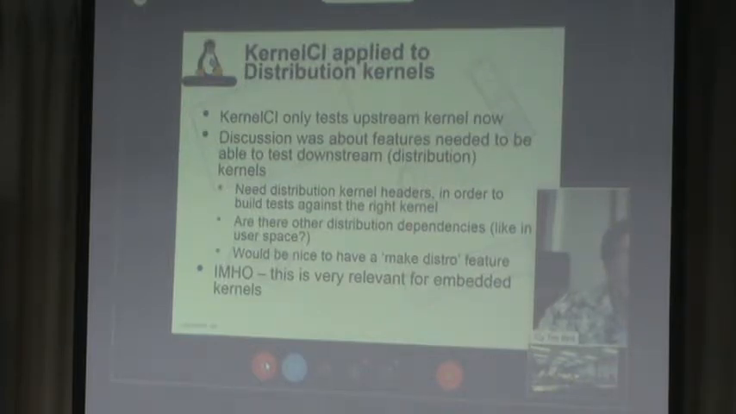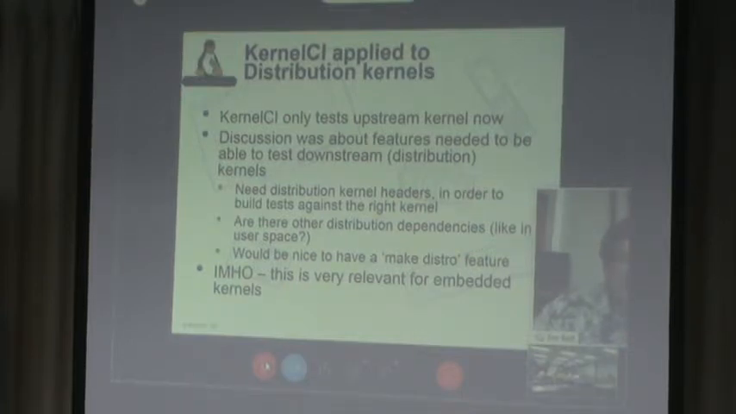Another talk I went to was Kernel CI applied to distribution kernels. So Kernel CI is a continuous integration test framework that works on upstream kernels. For the longest time, it's only been testing upstream trees. And this presentation was about what features are needed to be able to test downstream kernels, so distribution kernels like Red Hat, SUSE, and Debian, which all have their own kernels, and including a potential Yocto Project kernel.